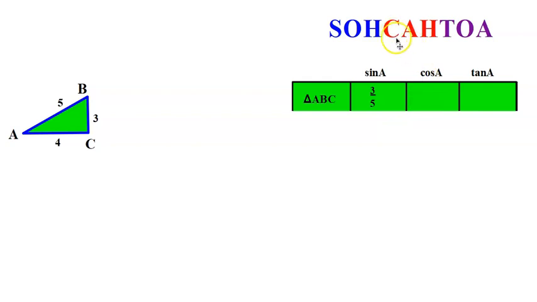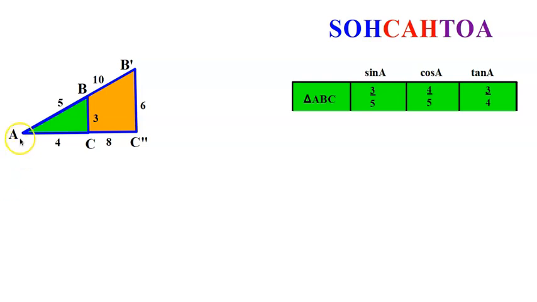Cosine for angle A, so this is the CAH. So this is adjacent over hypotenuse. So the cosine, adjacent leg, the leg right there next to A is 4, and the hypotenuse is 5 again. So 4 over 5. Tangent of angle A, so tangent is the TOA, so that's opposite over adjacent. So for angle A, opposite to angle A is 3, and the adjacent leg is 4, so this is 3 over 4.